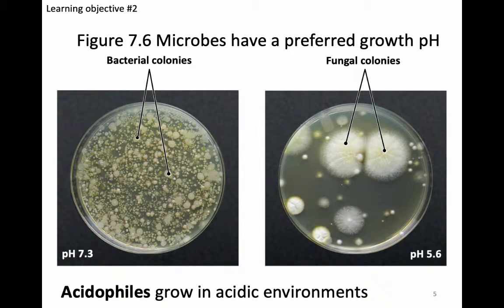Additionally, microbes have a preferred growth pH. Some microbes prefer a neutral pH, where others would prefer slightly acidic or slightly basic. In this image, we have a neutral pH petri dish on the left, at pH 7.3, and this is where a lot of bacterial growth will occur. If we lower the pH of the agar in the petri dish to pH 5.6, we'll see preferred growth of fungal colonies instead of bacterial ones. Any organism that is preferentially growing in an acidic environment is called an acidophile.